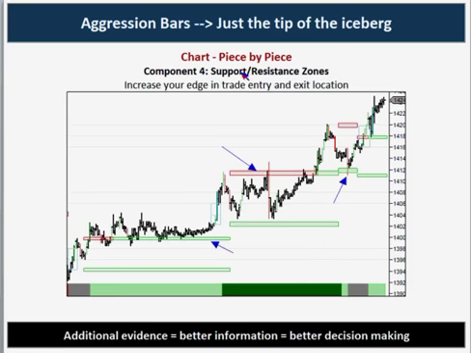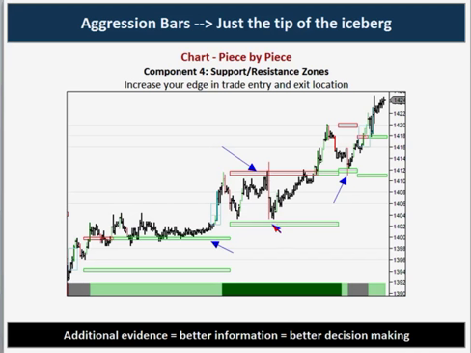The fourth component would be the support resistance zones that form in real time. And again, you can see there are green zones and red zones, and the idea here is, all things equal, a red zone, if you have other evidence to support it, is a good place to be looking to get short, and a green zone, if you have other context, is a good area to be looking to get long.